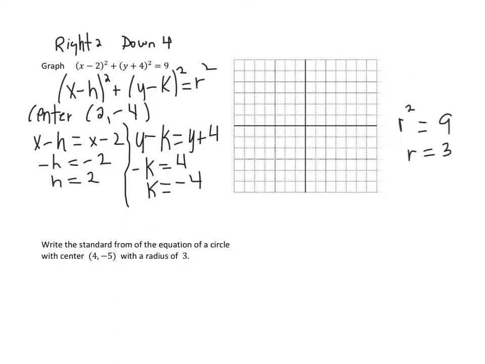The last bit of information we need here is that r squared is equal to 9 over here. So r is 3. So we have our center and our radius, and that's all you need to graph a circle. So we will start by plotting the center, right 2, down 4. So this is the center, and the radius is 3. So we'll go 1, 2, 3 units to the right, 1, 2, 3 units up, plot a point there, 3 units left, and 3 units down.